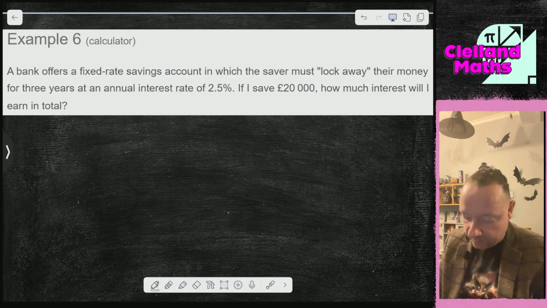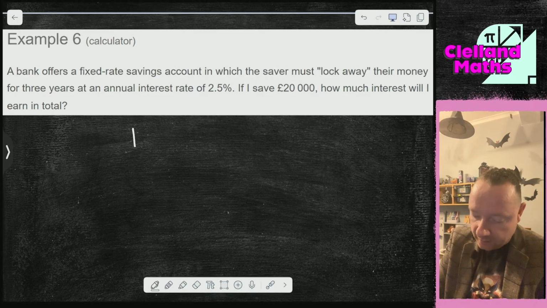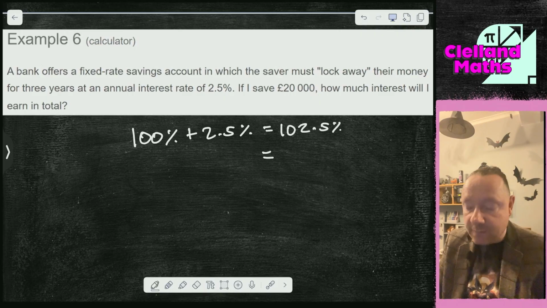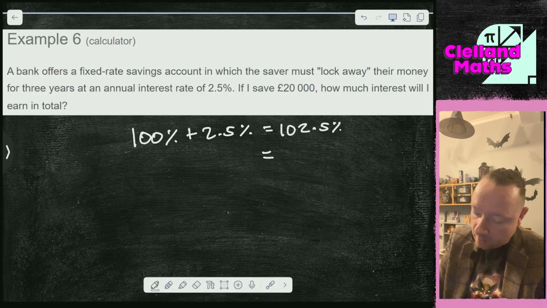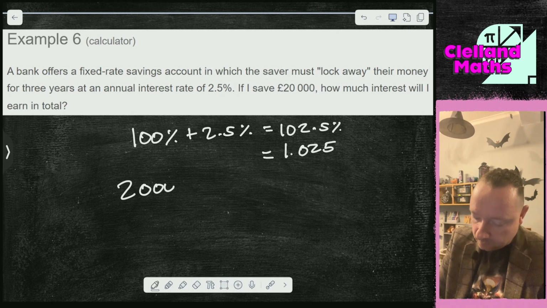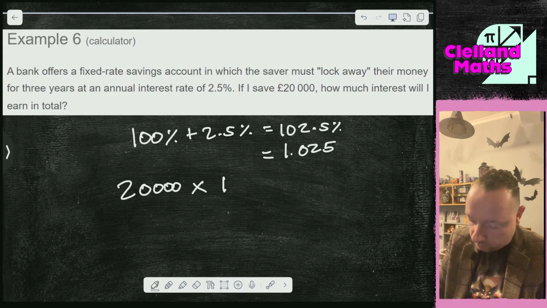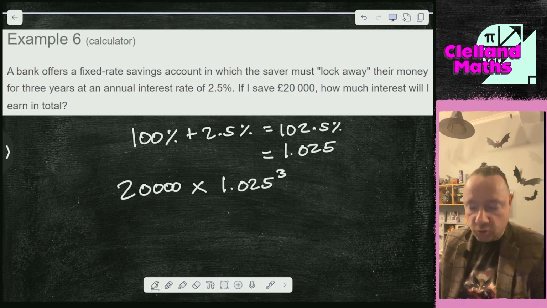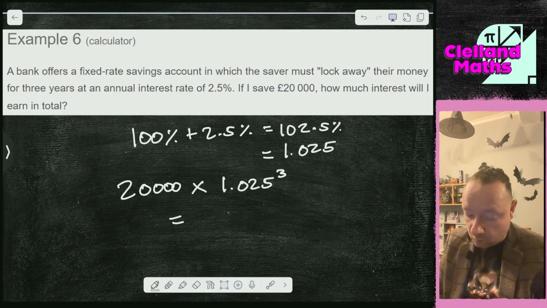So step 1, I need to find my multiplier. 2.5%, so I'll do 100% plus 2.5%, 102.5%. Immediately change that to a decimal, which means divide by 100, 1.025. There's your key number, you get a mark for that. Then we've got 20,000 times 1.025, and then we've got a power on it, which is 3 years, power of 3. There's 2 marks out of 3 usually. All you need to do now is work that out.